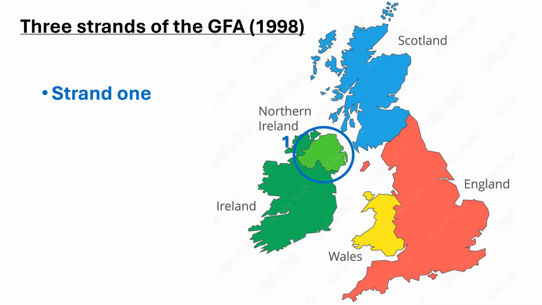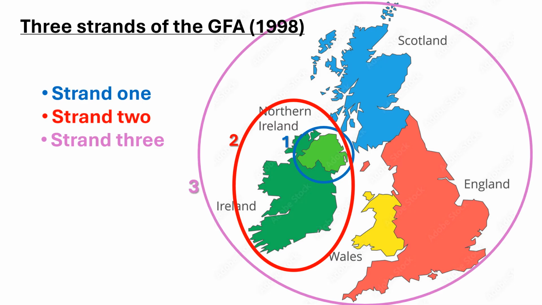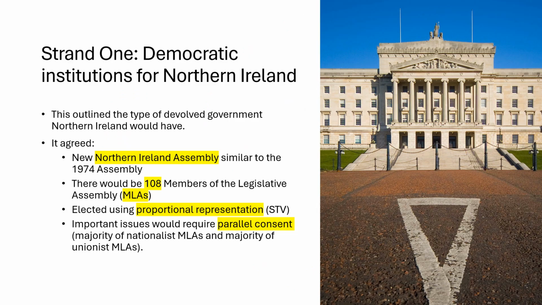The second one, strand 2, you can see here the red circle, is the entirety of the island of Ireland. How are the two governments, north and south, going to actually work together? What bodies will be put up to help them agree to work together on important issues? And strand 3 covers both islands entirely. How the governments of Scotland, England and Wales will interact with the governments of Northern Ireland and the Republic of Ireland.